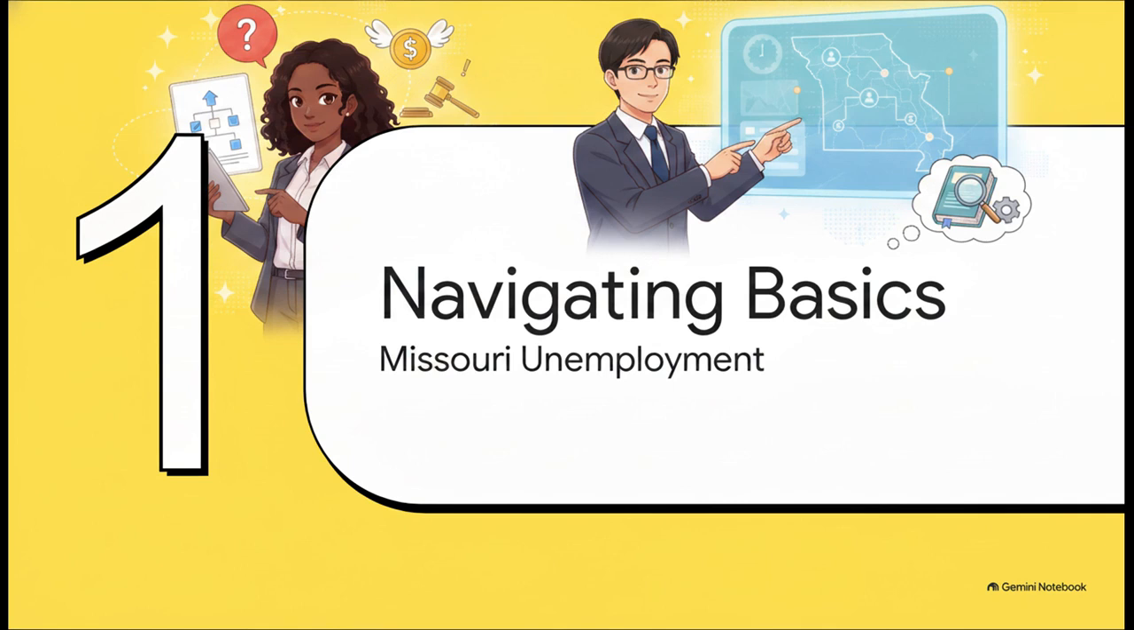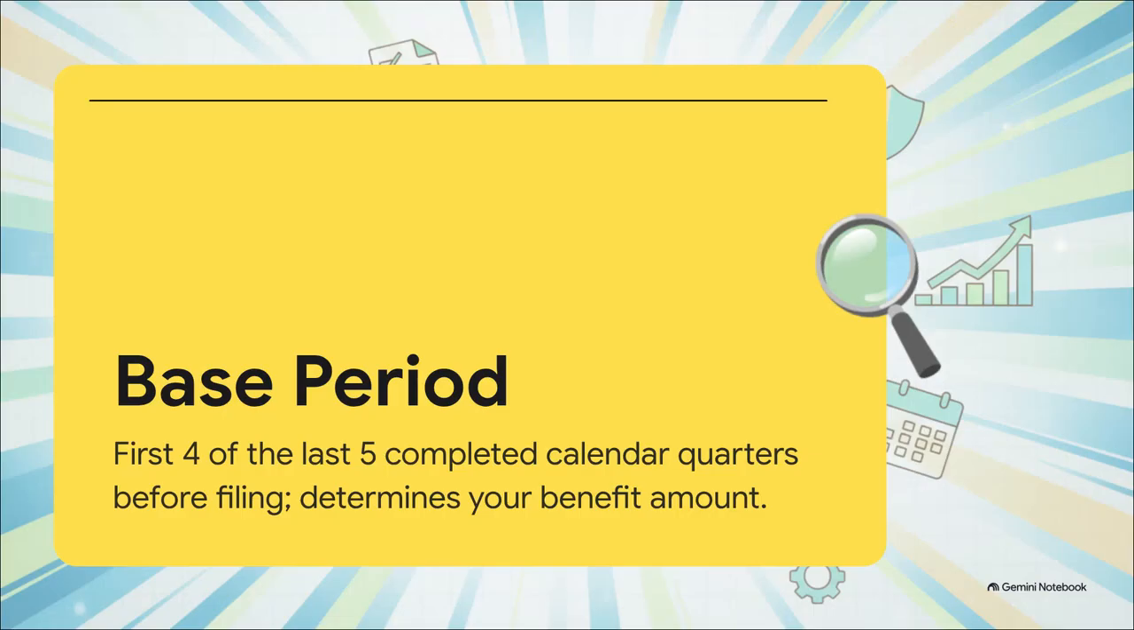Let's kick things off with Section 1, Navigating Missouri Unemployment Basics. First up, we need to define the base period. This basically refers to the specific time frame of your past work history that the state uses to calculate your money. Specifically, it's the first 4 of the last 5 completed calendar quarters right before the Sunday you filed your claim. Now, you must have earned at least $2,250 from an insured employer during this window to even be eligible. This entire calculation is what dictates your weekly benefit amount, or WBA.